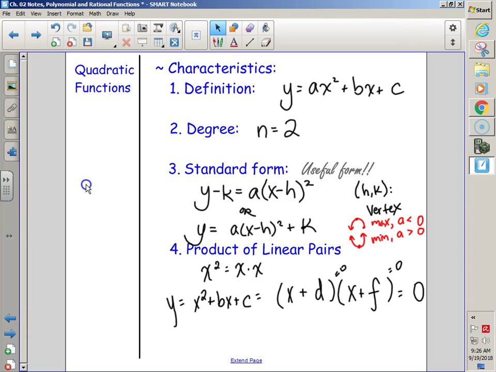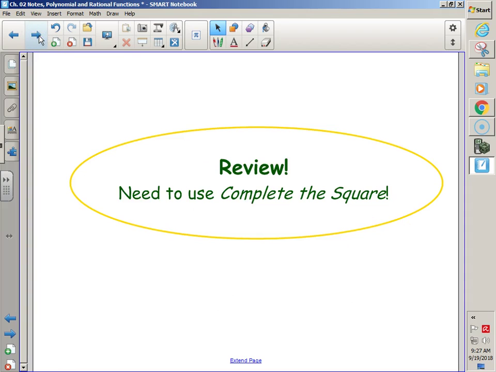But here's the struggle. Are they always pretty linear pairs? Are they always nice numbers? No. And sometimes they're even imaginary. That's later.